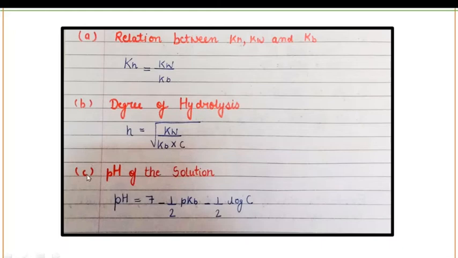Next part, if you talk about the pH of the solution in case of strong acid and weak base, that will be equal to 7 minus half pKb minus half log C. I repeat, you just need to memorize all the formulas related to that particular article. Okay guys, this will help you to solve the numerical problems asked in the various competitive exams.